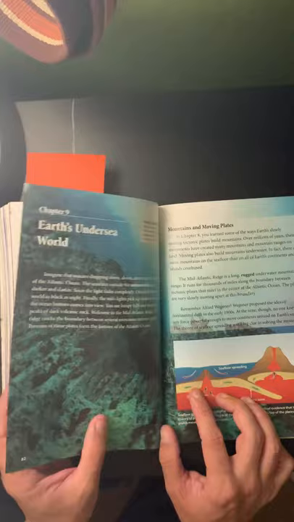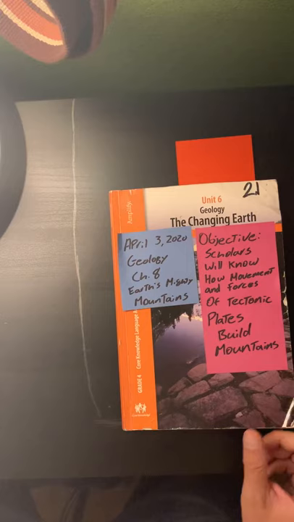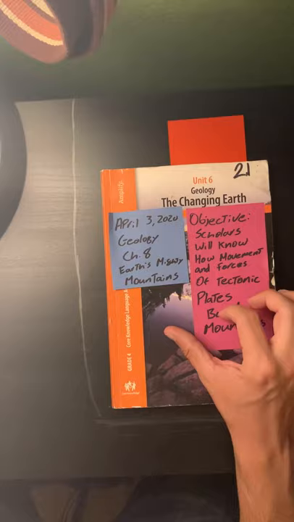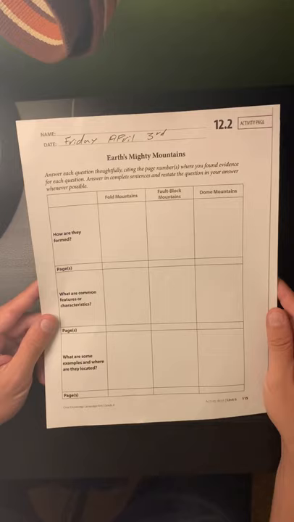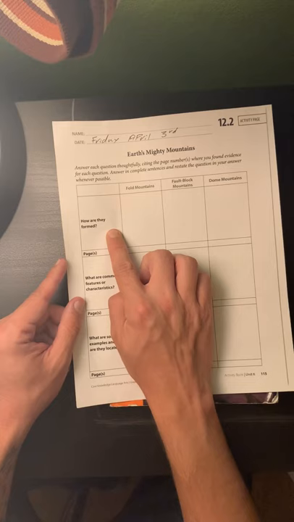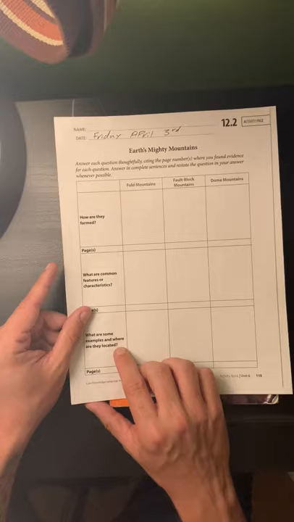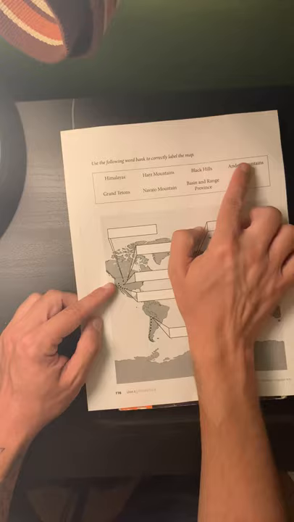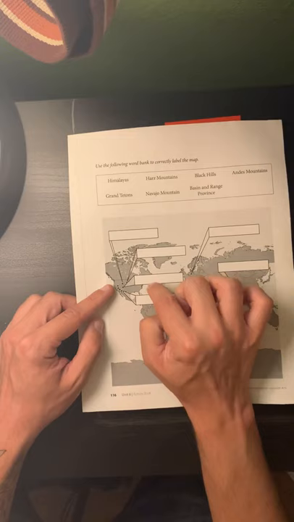Okay. So that wraps it up for Chapter 8, Earth's Mighty Mountains. Remember, our objective today was we will know how movement and forces of tectonic plates build our mountains. Your worksheet today and what you'll see in the Google form is you'll have three types of mountains, our fold mountains, our fault block mountains, our dome mountains, and you're answering how are they formed, what are common features or characteristics, what are some examples and where are they located? And then on the back, using this map and these seven mountains, filling in the blanks of where we think all these mountains are.